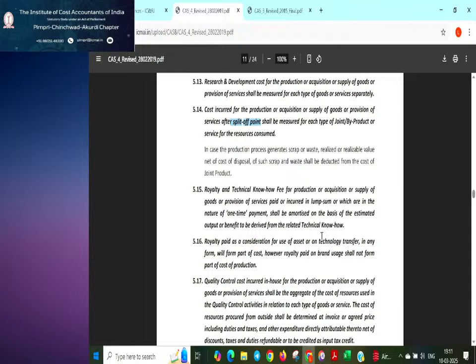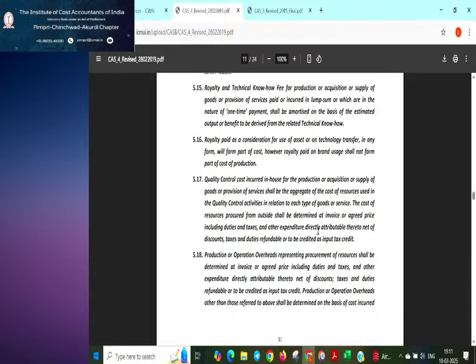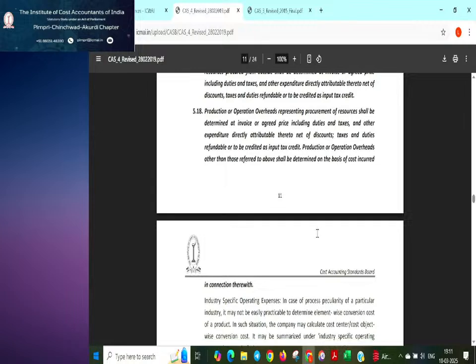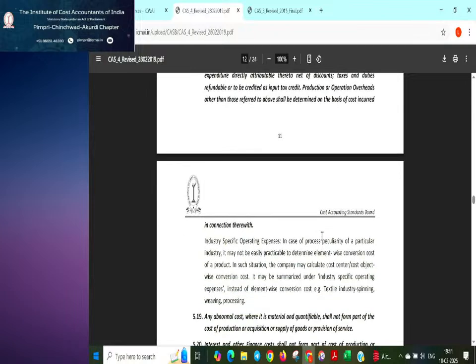Then royalty and technical know-how, royalty paid as a consideration, quality control cost if it is incurred in-house, even that needs to be included, production or operation overheads and all this stuff.